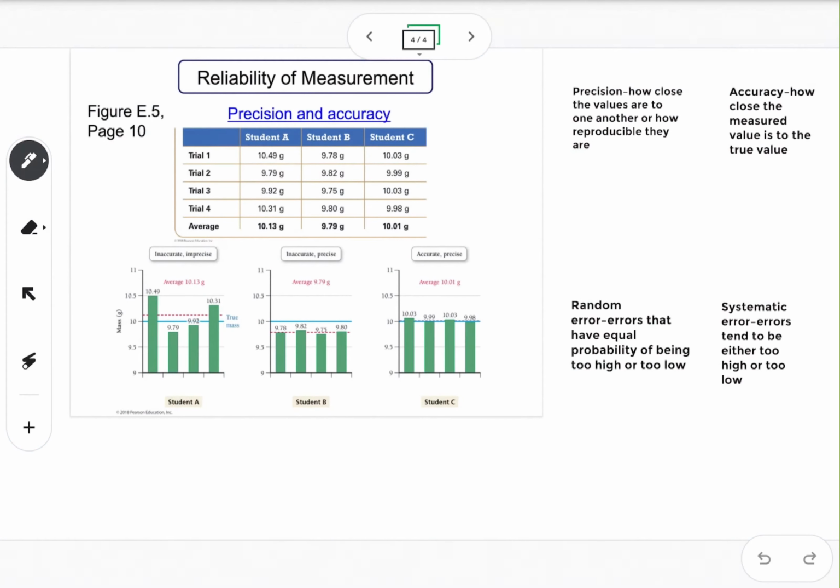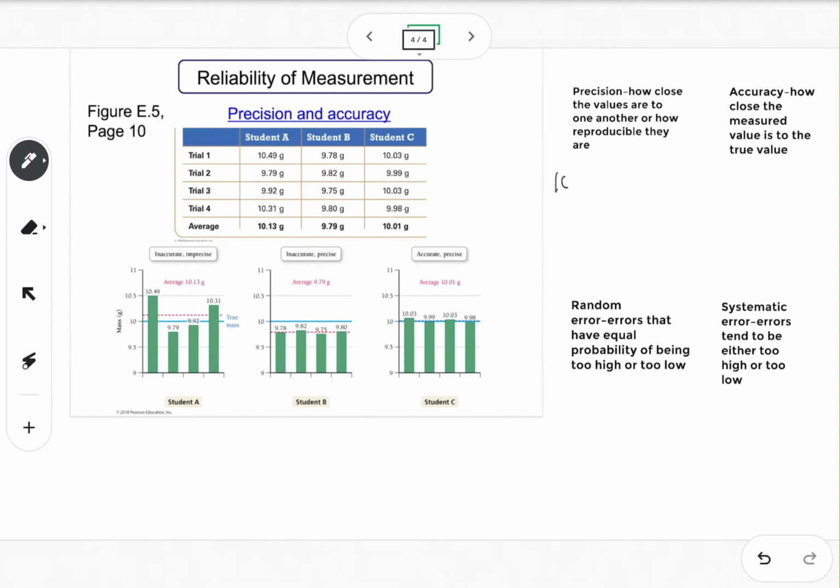Now let's take a look at this slide. This slide tells us some very important concepts. The first 2 we're going to talk about are precision and accuracy. Precision means how close the values are to one another, or how reproducible they are. Accuracy is about how close the measured value is to the true value. Let me use a specific number to explain it. Do you happen to remember the 2 balances we had a moment ago?